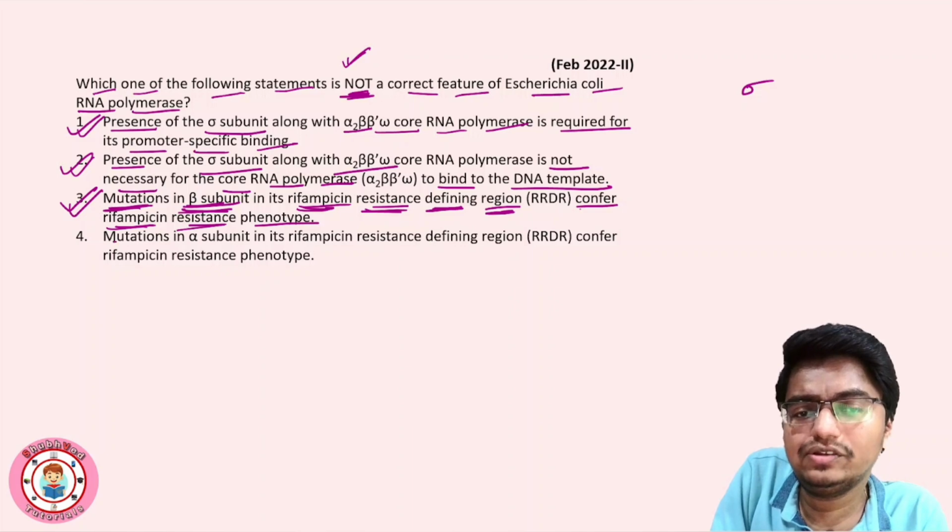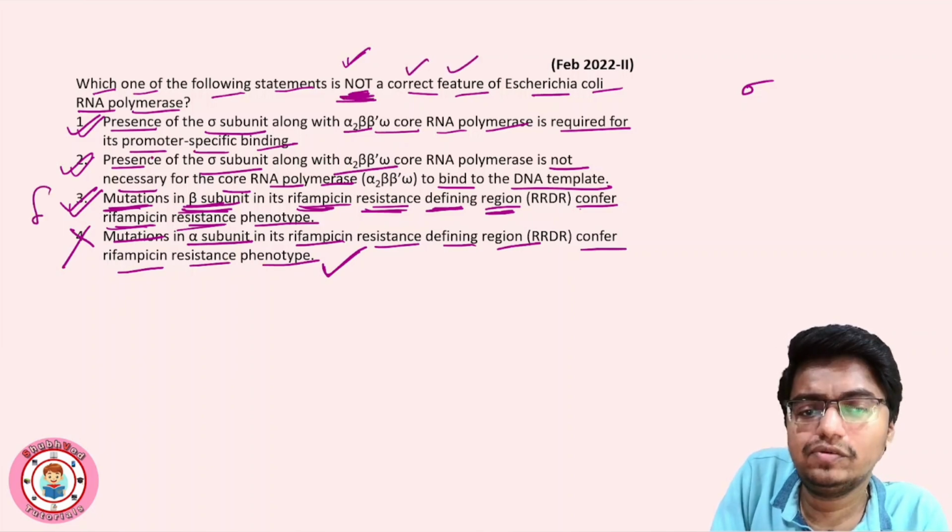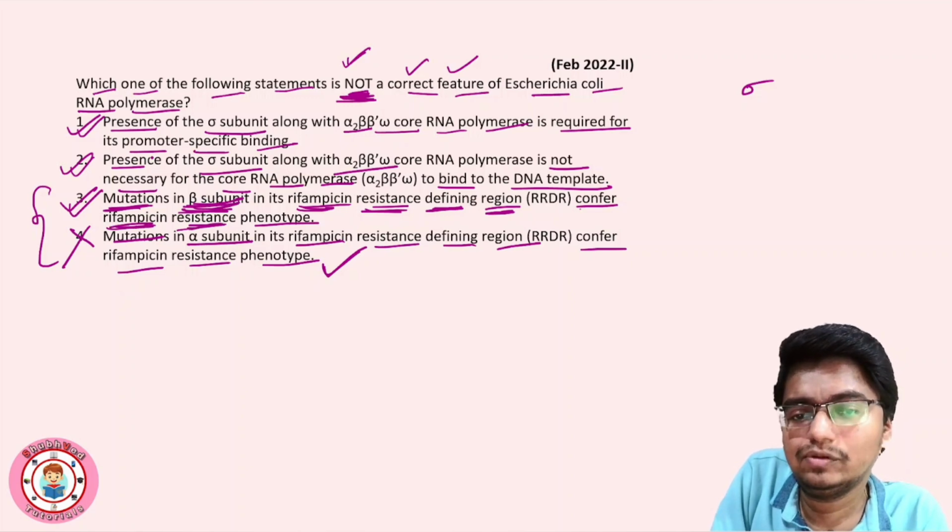So mutations in alpha subunit in this rifampicin resistance defining region confer rifampicin resistant phenotype. Wrong होगा. And this will be हमारा आंसर because we have to see the not correct feature. Okay, correct feature नहीं है. 3 and 4 में से एक ही करेक्ट हो सकता है, right? So बीटा सबयूनिट में म्यूटेशन अगर है तो रिफाम्पिसिन रेजिस्टेंस होगा, not in alpha subunit. तो हमारा आंसर fourth option है.